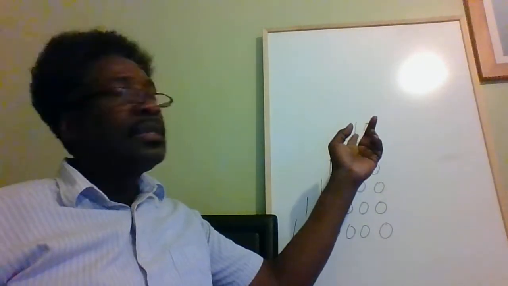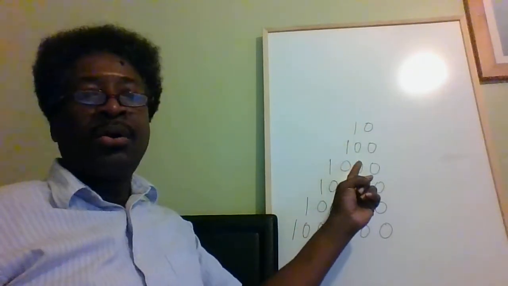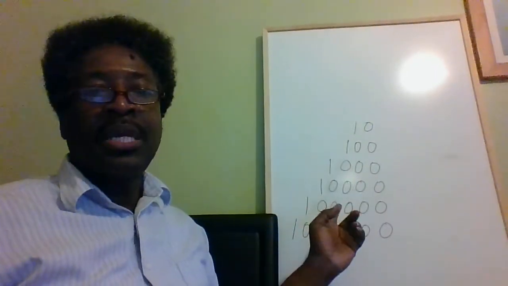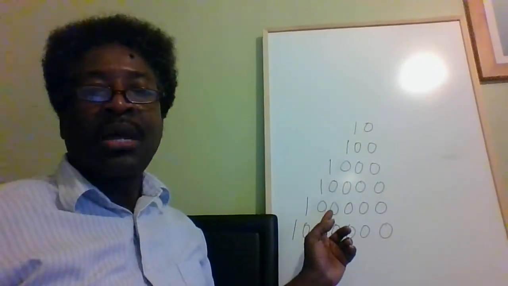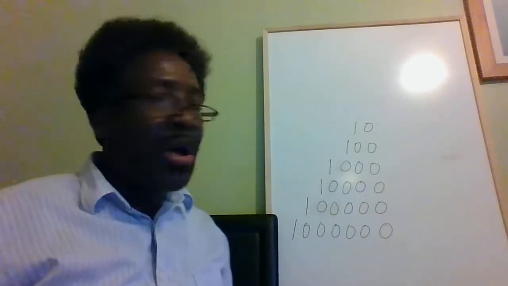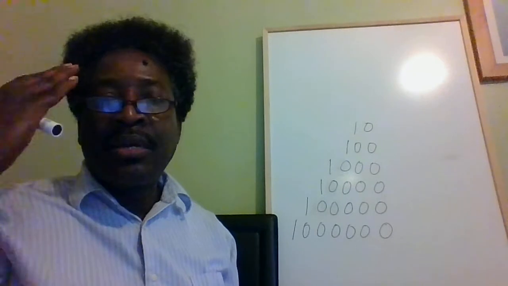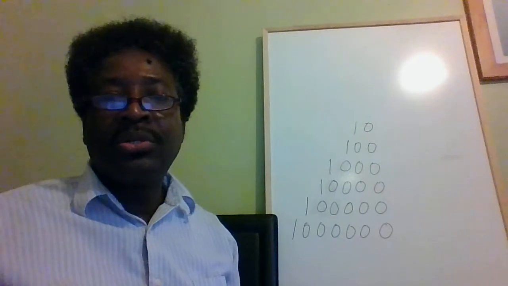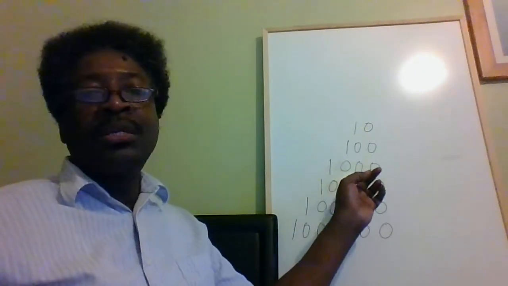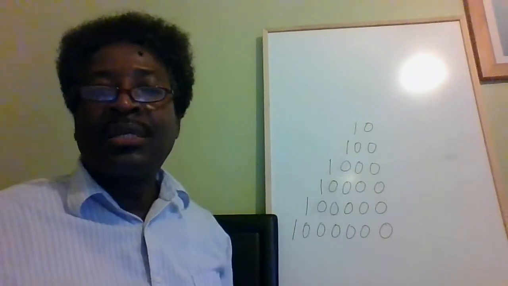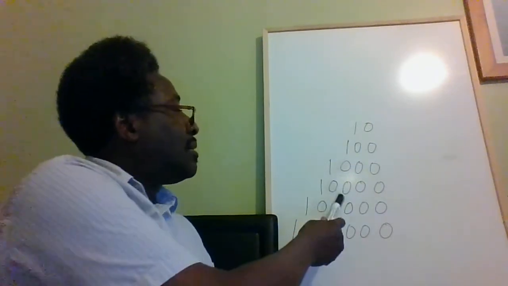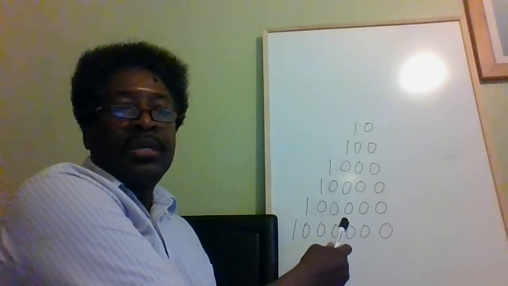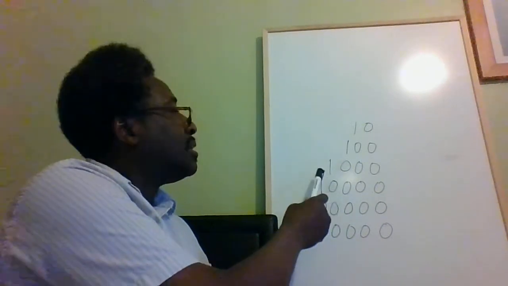We can clearly see here that 10 has 1 zero, 100 has 2 zeros, 1,000 has 3 zeros, 10,000 has 4 zeros, 100,000 has 5 zeros, and 1 million has 6 zeros. If we can memorize that, that's the first step in not getting confused. Most of us quickly know that 100 has 2 zeros and 1,000 has 3 zeros. Then we start mixing it up from there onwards, so just make sure you master this.